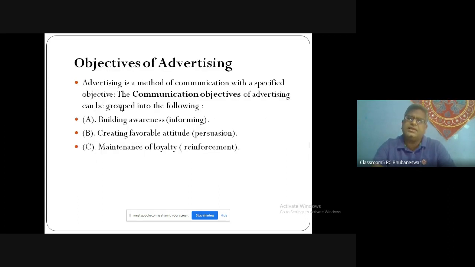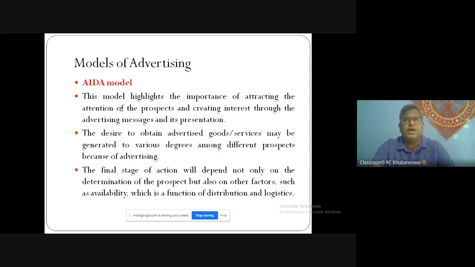But certainly there are some objectives of advertising. What are the objectives? First, informing the customer, which is called an awareness program, building awareness. Second, persuasion of the customer, which means creating a favorable attitude. Third, maintenance of loyalty, which means reinforcement to create loyal customers. So these are the communication objectives as regards advertisement.